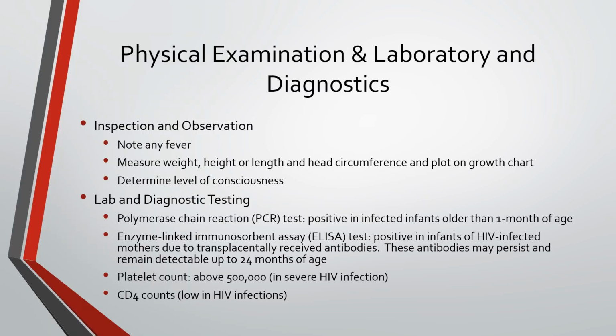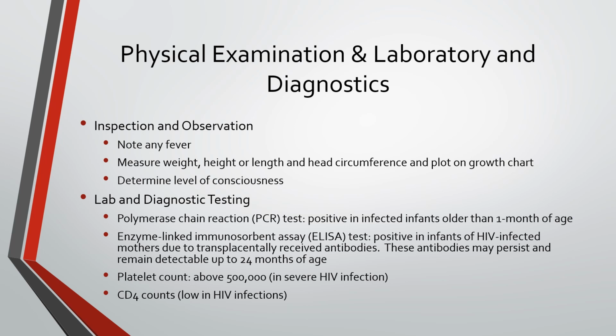So after we've taken a really good thorough history, we're going to do our physical examination, and that should be completed next. We're going to inspect and observe our patients first. We're going to note any fever. We're going to measure our infant. We're going to measure their weight, their height or length, and their head circumference and get that plotted on the growth chart so that we have a baseline measurement. We also need to determine their level of consciousness. They could be alert, oriented, or depressed if HIV encephalopathy is present.